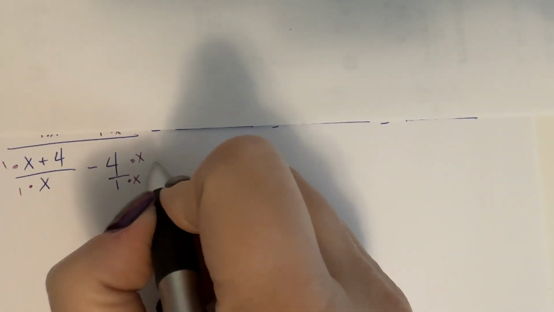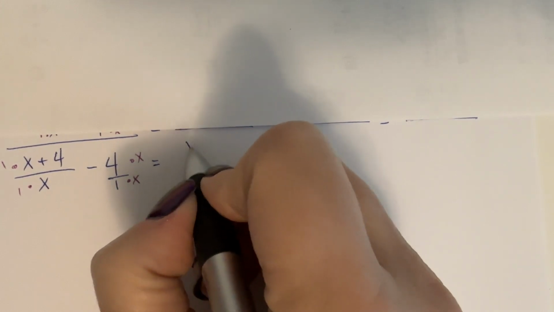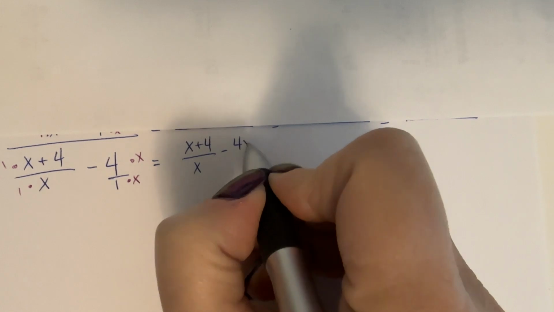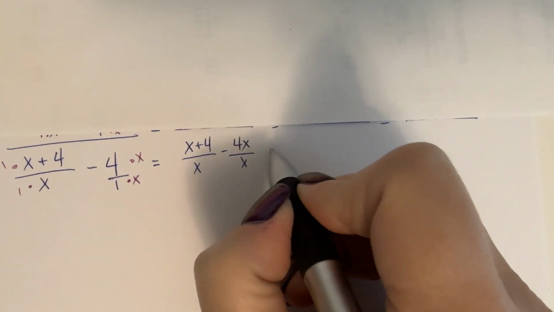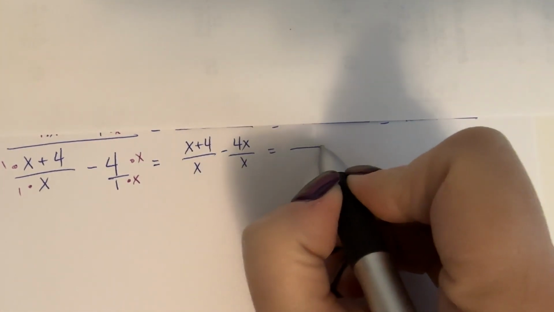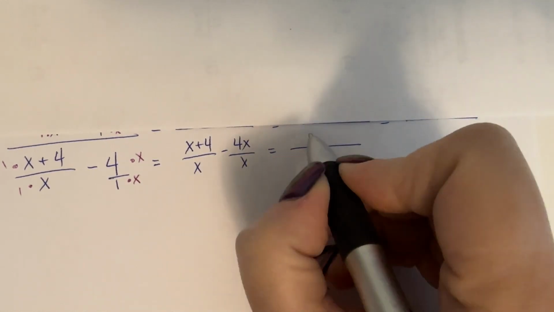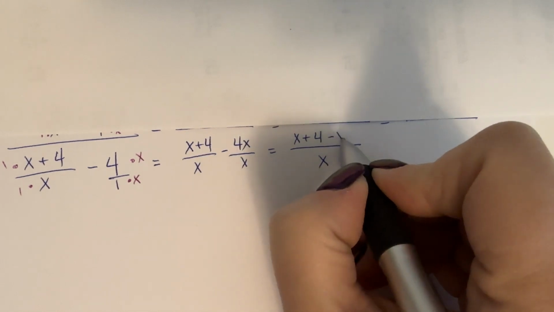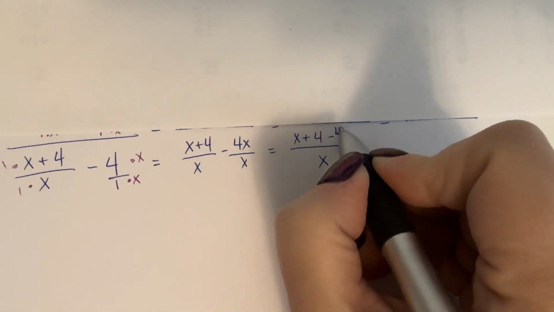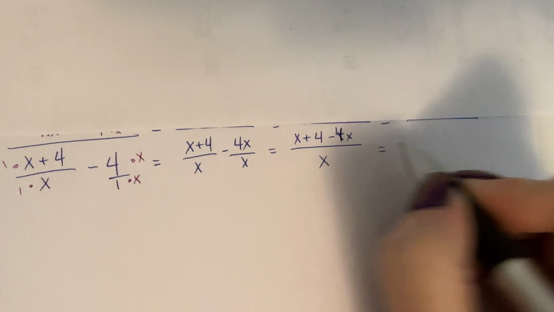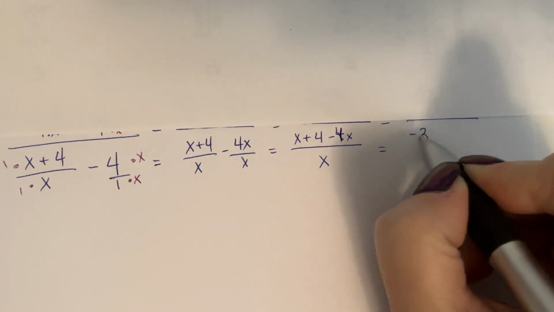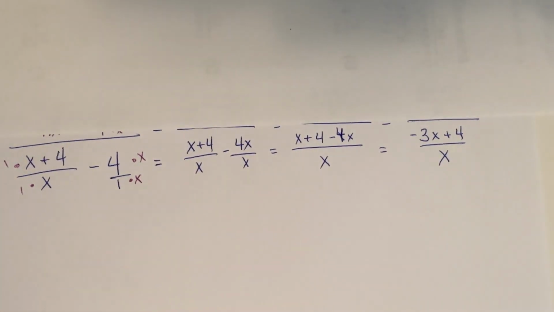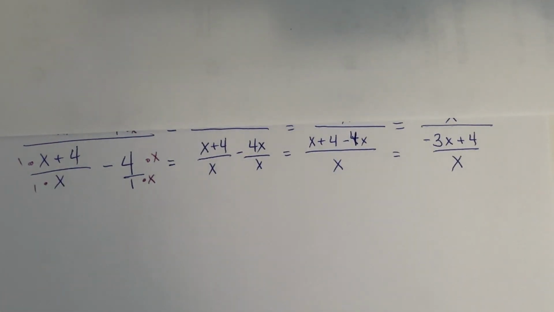So this will become x plus 4 over x minus 4x over x, which I'm going to put all together. I'm going to have x for the denominator, and I'm going to have x plus 4 minus 4x. Again, kind of putting it together, that's negative 3x plus 4 over x. So that's from beginning to end on that.